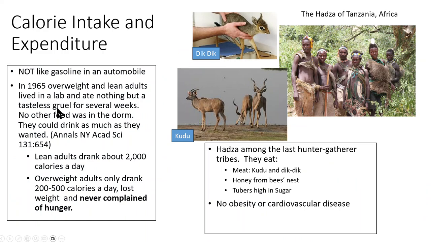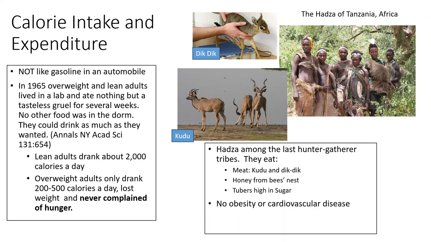Now, over here in this left box, we found out that eating and weight is not like gasoline in an automobile. So back in 1965, they brought both overweight and lean adults into a lab where they ate nothing but tasteless gruel for several weeks. It was liquid dispensed from a container. And there were no other food cues around, and they measured how much people drank. The lean adults took in about 2,000 calories a day, what they were eating beforehand. They were surprised that the overweight adults only drank about 200 to 500 calories, and they lost weight, and more strangely, they never complained of hunger.